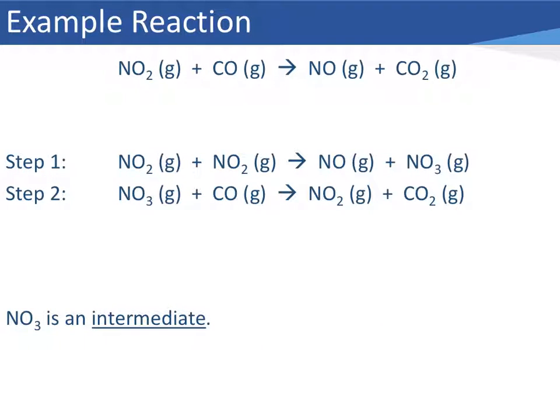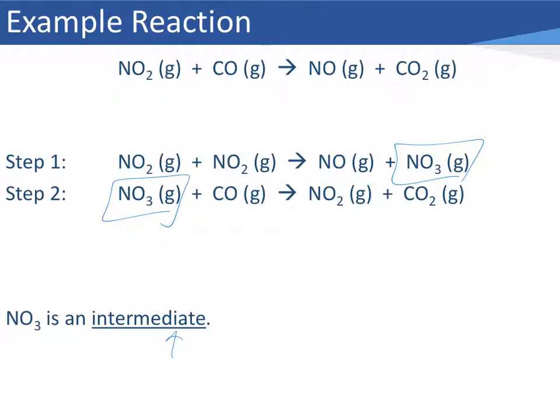So let's look at an example reaction. Nitrogen dioxide plus carbon monoxide makes nitrogen monoxide and carbon dioxide. This proposed mechanism is a two-step mechanism whereby two molecules of NO2 must collide to form NO and NO3. And then this NO3 must collide with a CO molecule to form NO2 and CO2. So I want you to notice that NO3 is an intermediate.